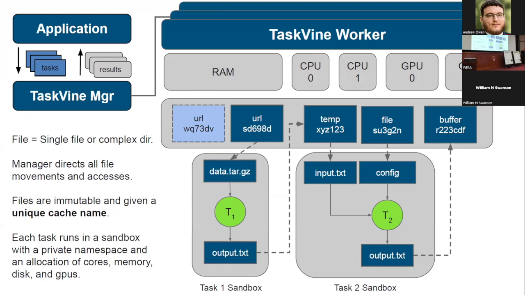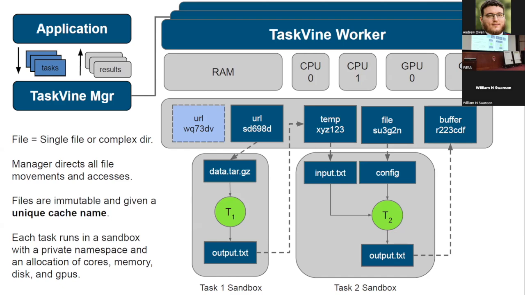If we zoom into a node of a TaskVine worker, it looks something like this. So over there, we still have the application in the manager. And here we have a zoom in on one worker. And a given worker manages the memory and the CPUs and the GPUs available.